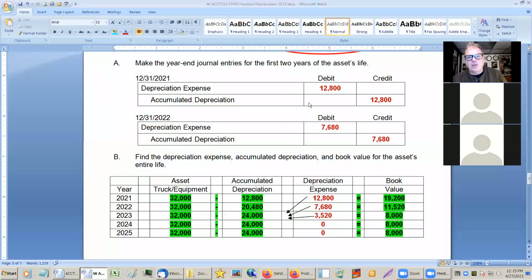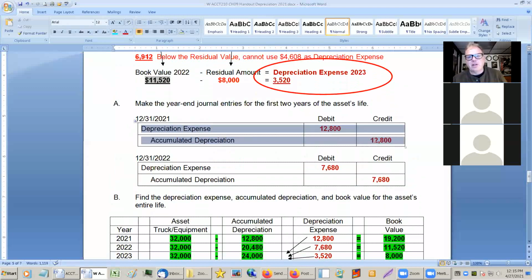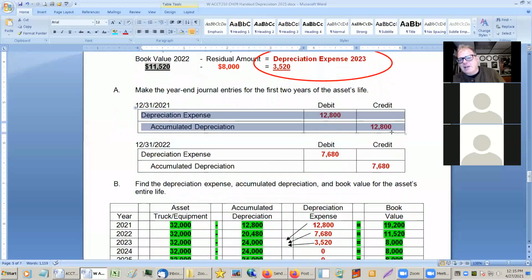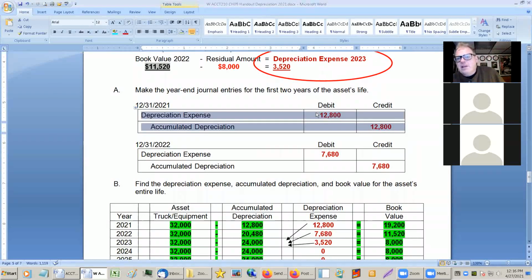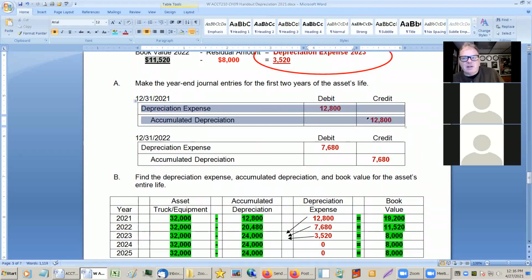And by the way, one more thing about depreciation, let me jump back into it and show you why this is so. You'll notice this journal entry for depreciation. Did you actually write a check for $12,800? No. These are what they call paper losses. So here's the great thing for taxes. You can write off $12,800.